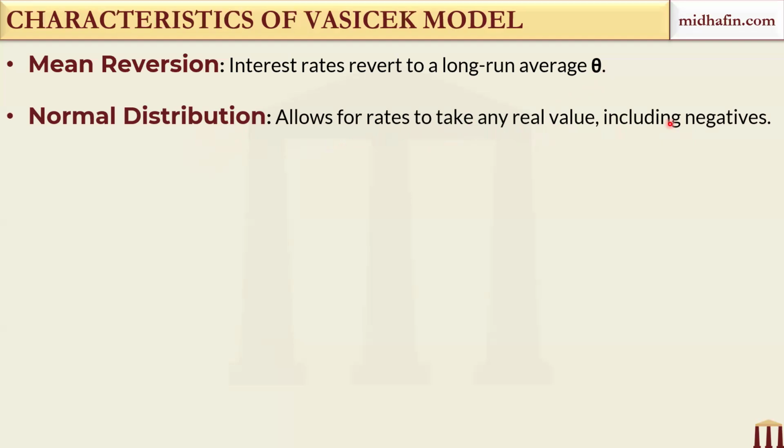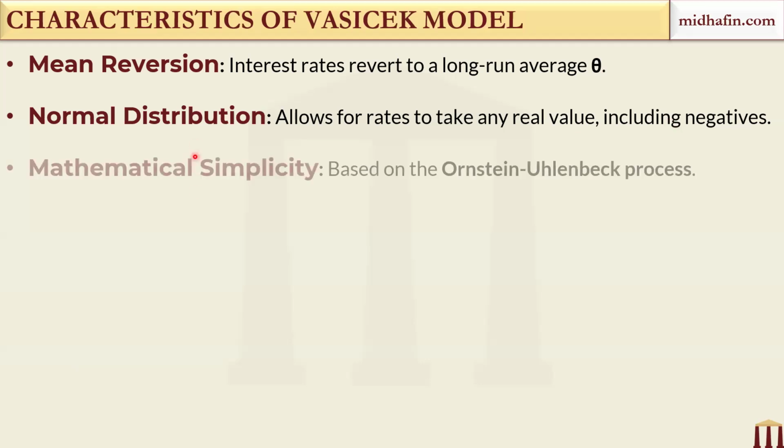So why is the Vasicek model quite attractive? As I said in the previous slide also, mathematical simplicity. This is one of the main reasons. It is based on the Ornstein-Uhlenbeck process, and it is quite a simple, straightforward model. This Ornstein-Uhlenbeck process makes the math a lot easier. So this becomes a huge advantage when it comes to pricing bonds and modeling different kinds of yield curves.